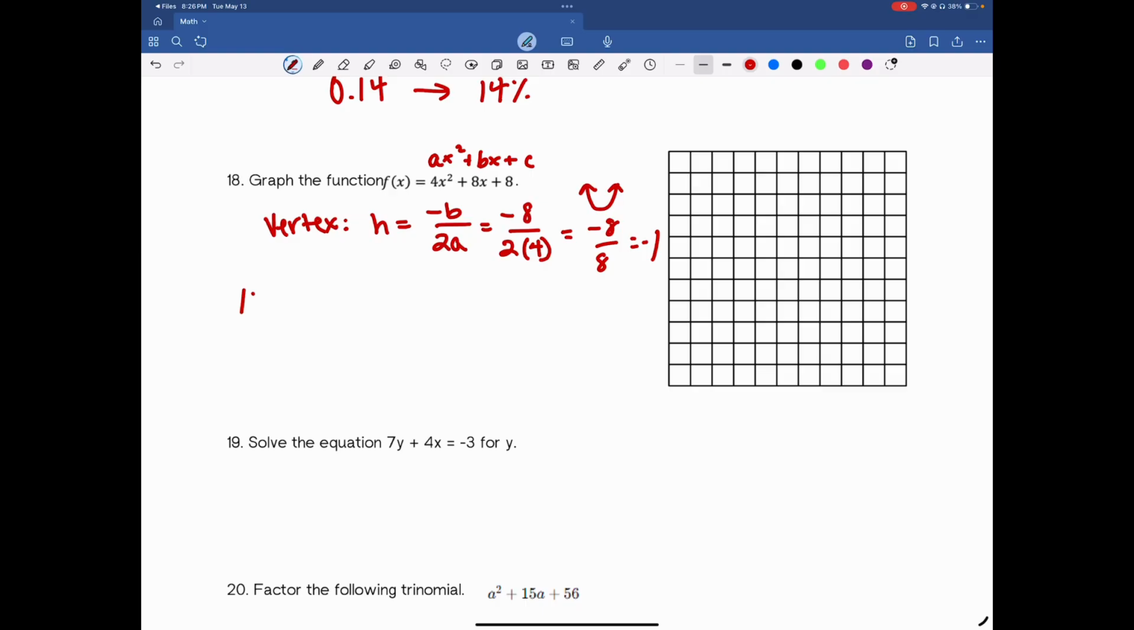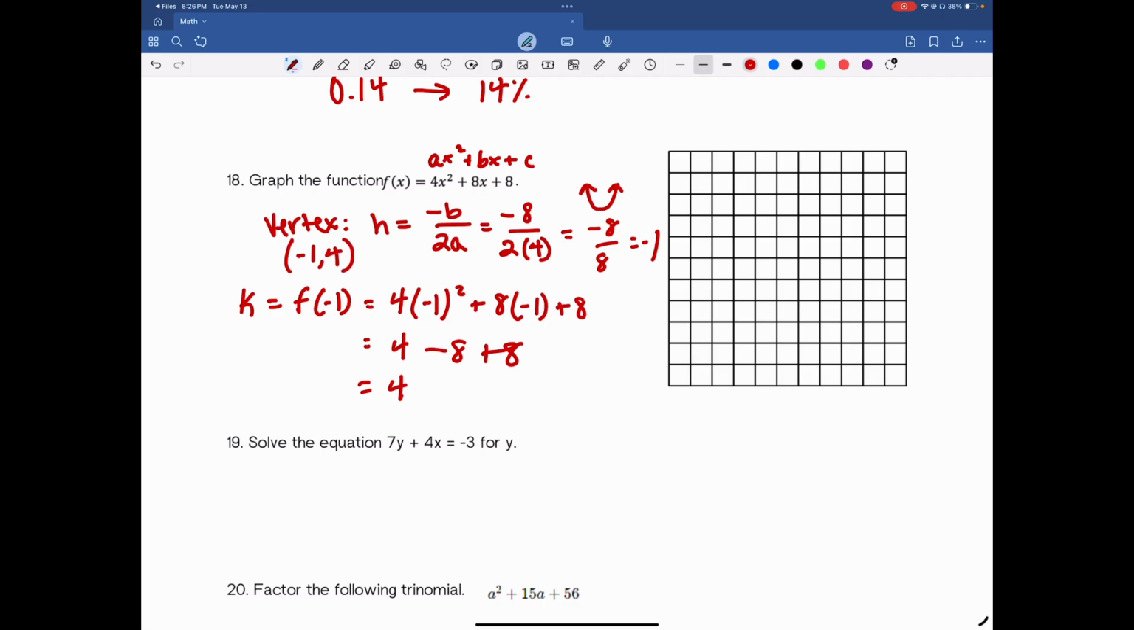Then to get k, we are going to substitute in negative 1 into the function. So that would be 4 times negative 1 squared plus 8 times negative 1 plus 8. And then let's figure this out. So we have 4 times negative 1 squared is 1. So we have 4 minus 8 plus 8. Those two 8s are going to cancel each other out, so we're left with just 4. So our vertex is going to be at the point negative 1, 4.